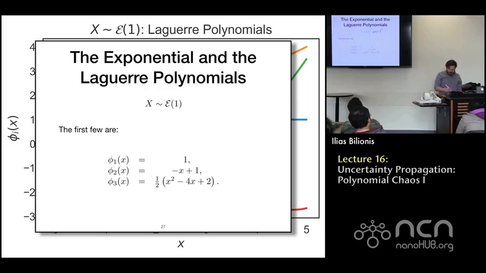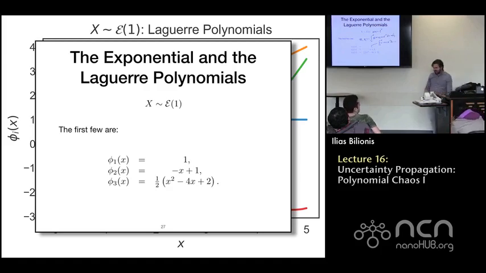No, what happens here is that the following relations hold. The inner product of phi i and phi j, which is defined as the integral from 0 to infinity of phi i of x, phi j of x, p of x, which here happens to be this, is delta ij. So from here I can read that the integral from 0 to infinity of 1 times (1 minus x) times e to the minus x dx is 0, etc.